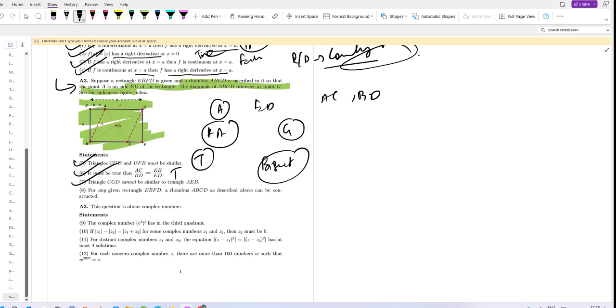GCD cannot be similar to AEB. But GCD and AEB are similar by angle similarity, as they share the same angle. So this is false. And the last but not the least, for any given rectangle, a rhombus can be inscribed. This statement is false actually.